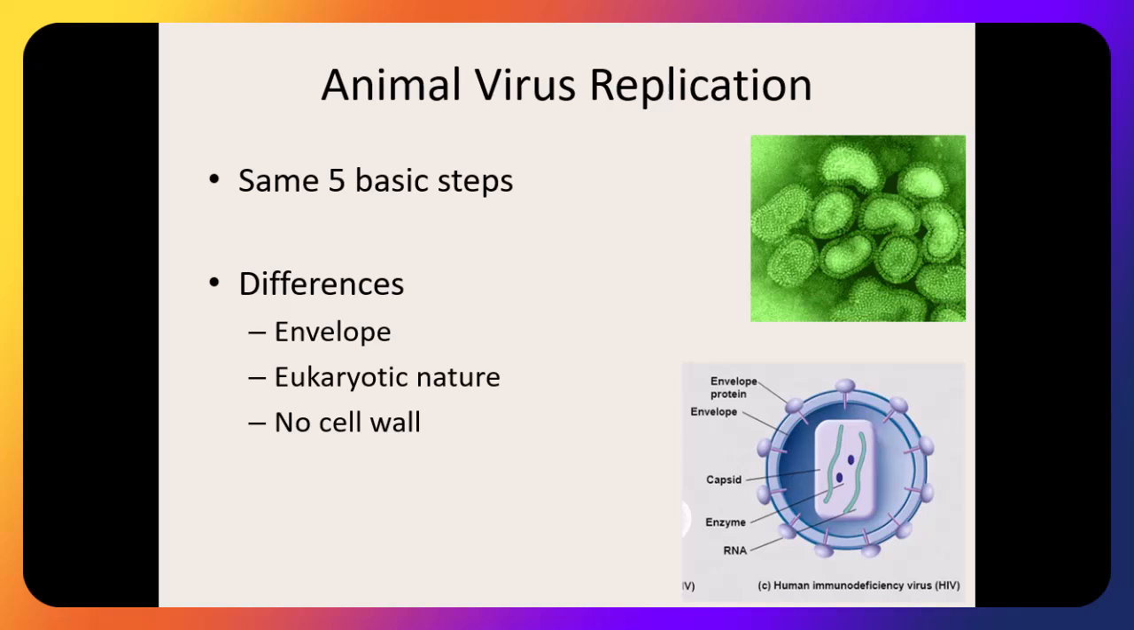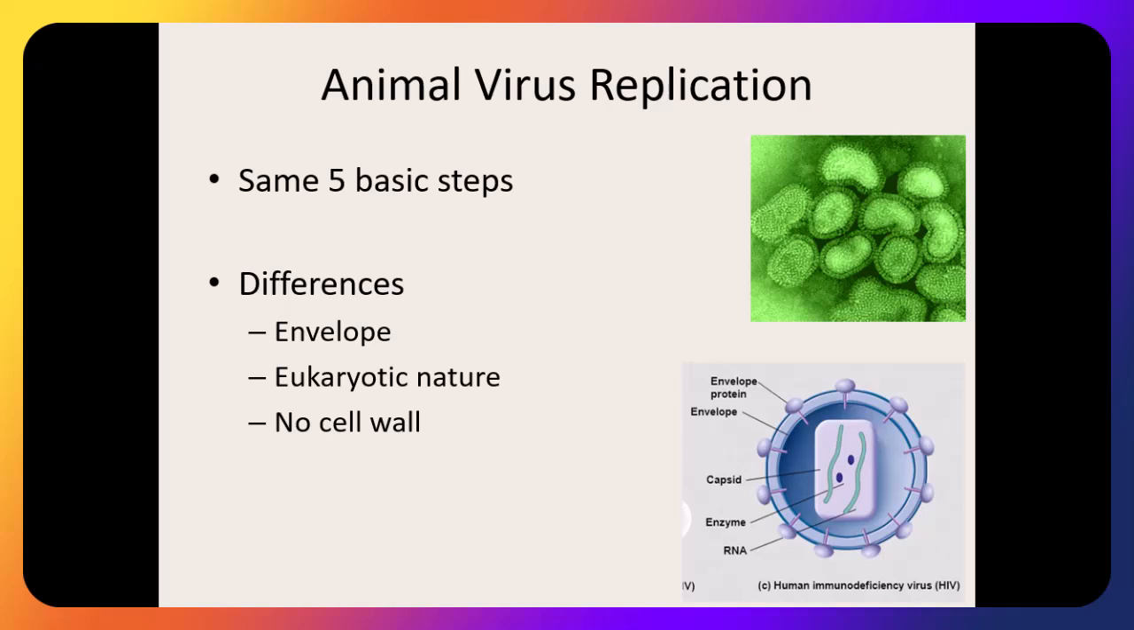Now, animal virus replication. So these are viruses that infect animal cells, and that includes us. We are in the animal kingdom. It still has the same 5 basic steps. But there are some differences that happen in these 5 basic steps because some of these viruses have envelopes and acquire them when they get released.